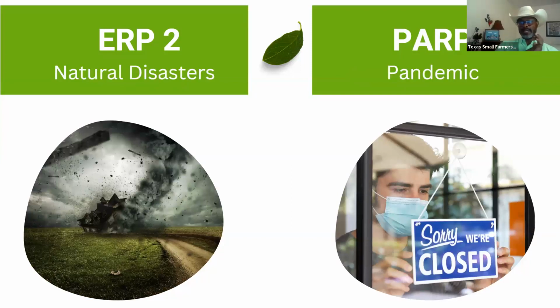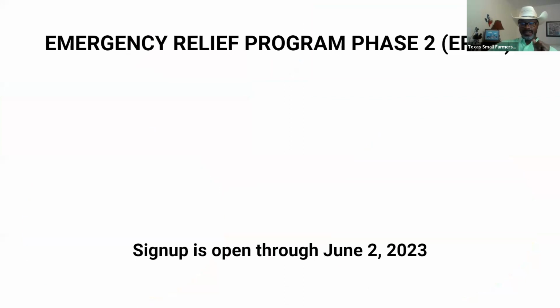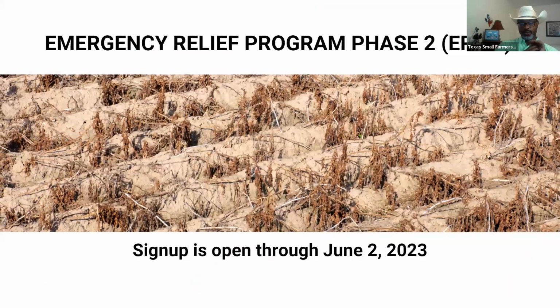Another difference is that the ERP phase 2 program is designed to address the impacts of natural disasters, whereas the PARP program is designed to address the impact of the pandemic. And the third major difference, I would say, is that ERP phase 2 is based on tax year, whereas PARP is based on calendar year. With those main differences, let's take a deeper dive into the Emergency Relief Phase 2 program.